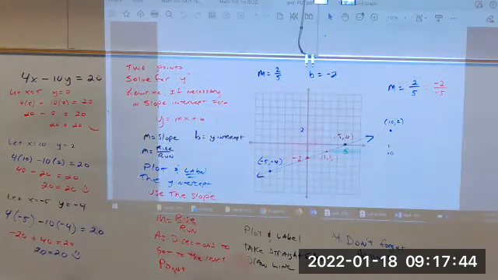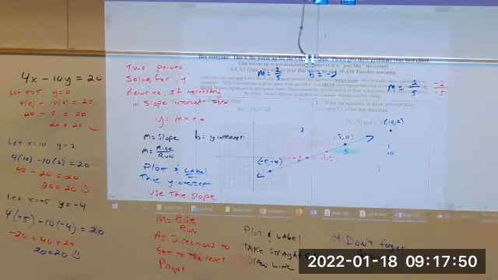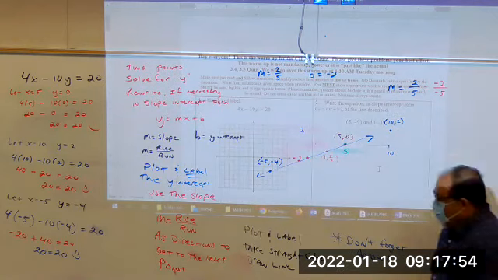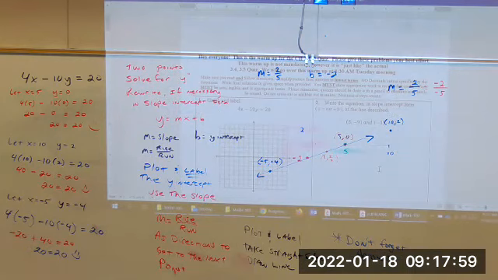Next one. Write the equation of the line in the slope intercept form, y equals mx plus b. So we're going to do this step by step, and I'm going to show you one step at a time how to write the equation of the line.